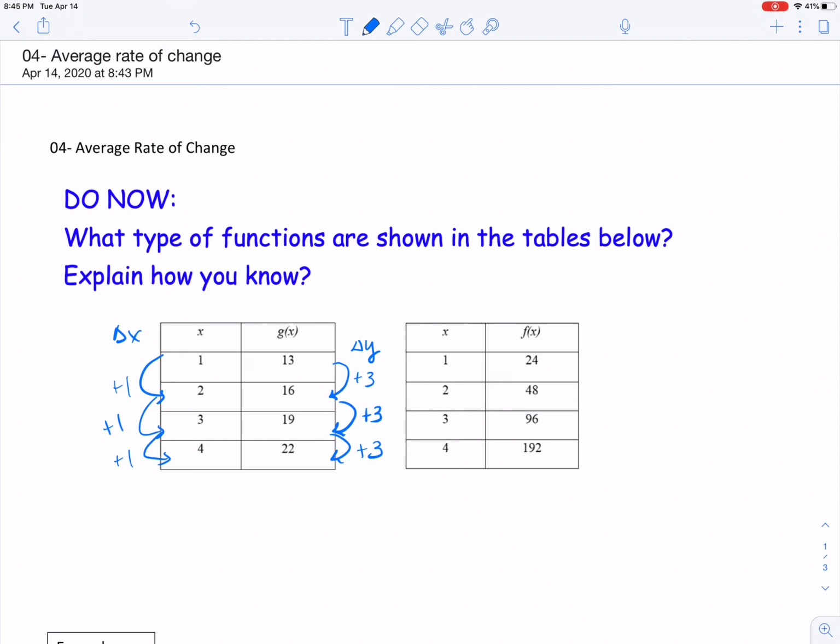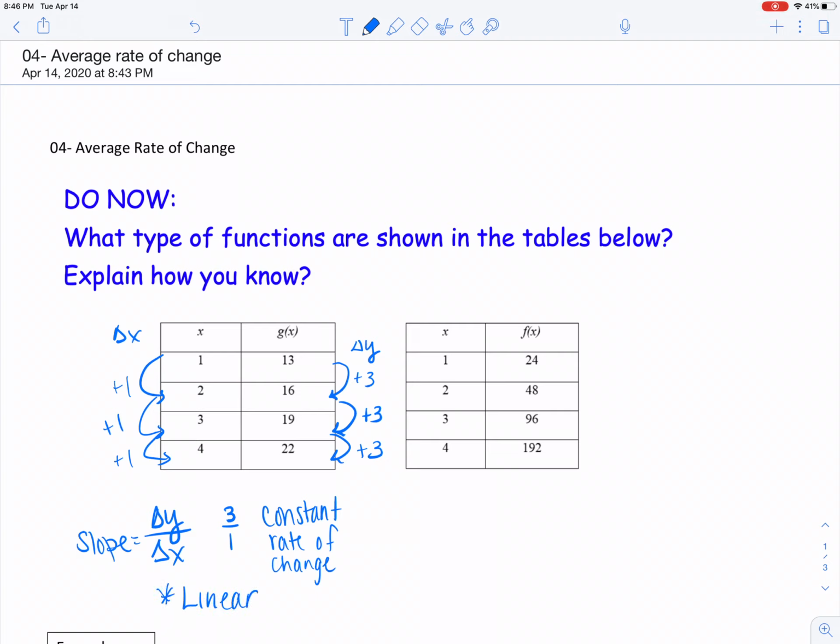So the average rate of change here, or when we're talking about the change in y over the change in x, that is also known as slope. Good. And the slope for the first function is 3 over 1, and it has a constant rate of change. So what type of function has a constant rate of change or slope? Linear.